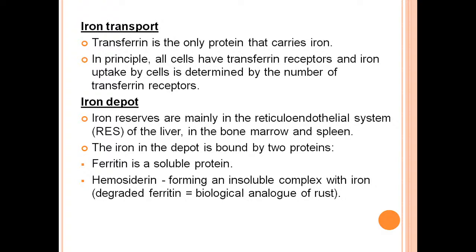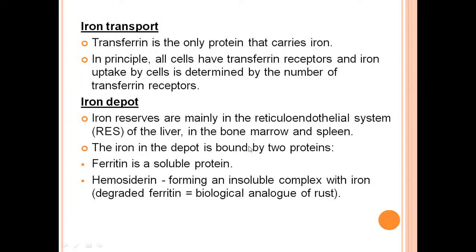What about the iron depot? You see here some depots. The first one. Iron reserves are mainly in the reticuloendothelial system of the liver, and in the bone marrow and spleen. So that means the first depot is the reticuloendothelial system, liver, bone marrow, and spleen.